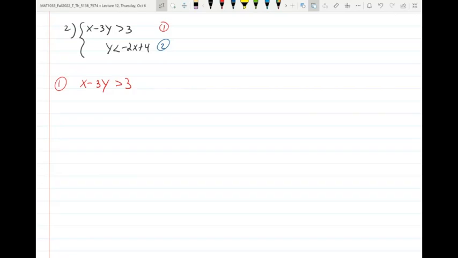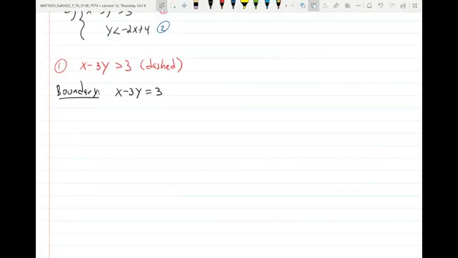So what line should we use? Dash or solid? Dash. Okay. All right. So the boundary line, what's the equation? x minus 3y equals 3. Good. So now our job is to draw this line. How you draw it is up to you.